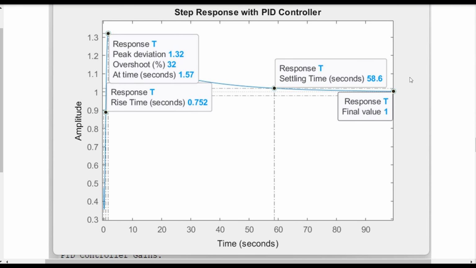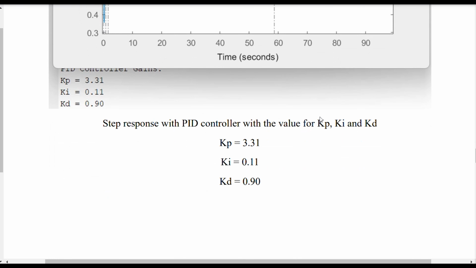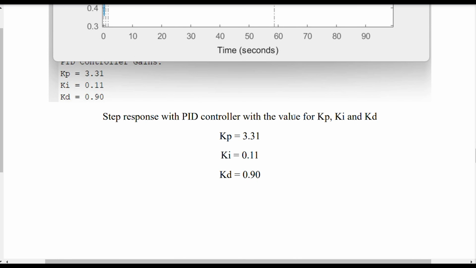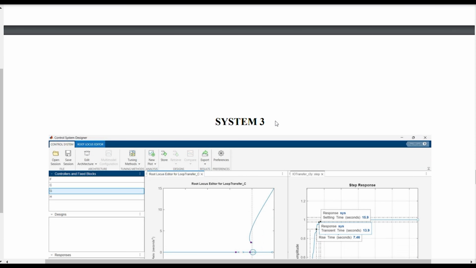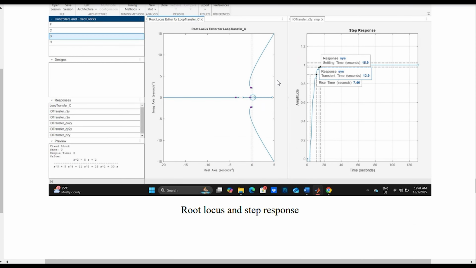So this is the step response for system 2 after the PID controller. We can see here the overshoot is 32, the rise time is 0.752, and so on. The values we get are KP is 3.31, KI is 0.11, and lastly KD is 0.90. So we move to system 3.